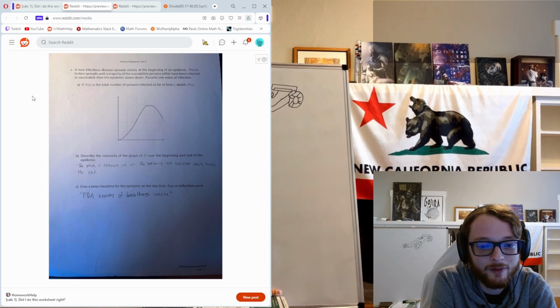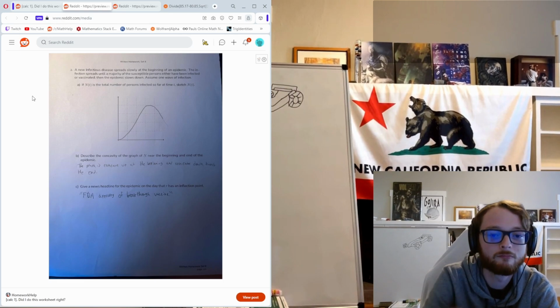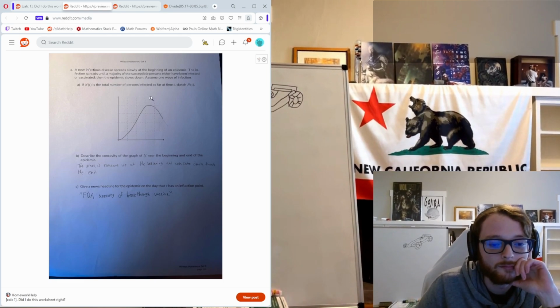Describe the concavity of the graph of N near the beginning and end of the epidemic. Concave up at the beginning, concave down towards the end. Yep, I agree with that. Give a news headline for the epidemic on the day that N has an inflection point. FDA approves breakthrough vaccine. Yeah. I think I agree with all those.